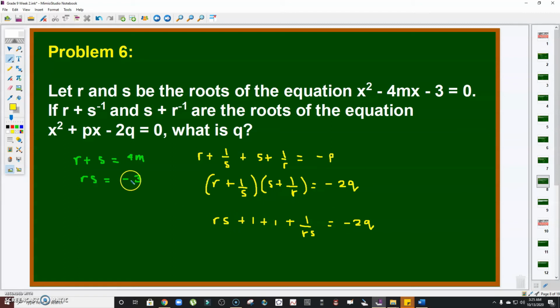Ang rs ko is negative 3. So, just substitute. Negative 3 plus 2, minus 1 over 3. That's equal to negative 2q. See that? So this one is negative 1 minus 1/3. So, that will be negative 4 over 3, right? Equals negative 2q. So, clearly, ang value ng q ko rito is 2/3.